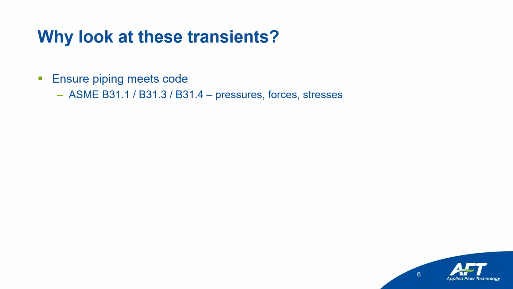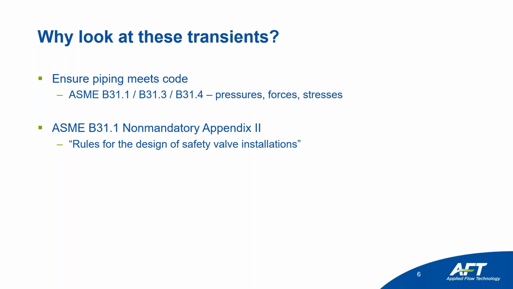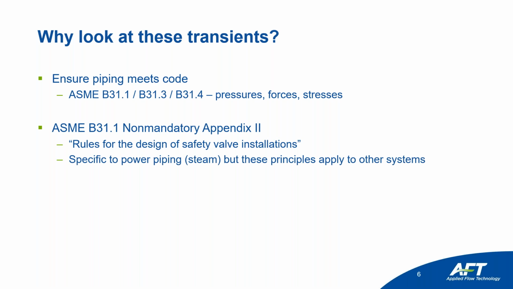Today, we're going to focus on the B31.1, specifically the non-mandatory appendix. Non-mandatory is kind of a funny word because they still have rules and they use wording like engineers must, but regardless, these are good practices to follow. B31.1 is specific to power piping. Really, a lot of it's just about steam systems, but these principles apply to everything else about your process.